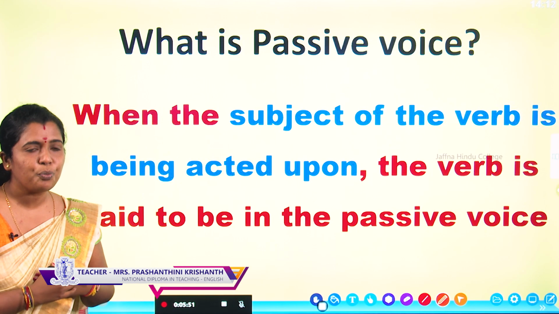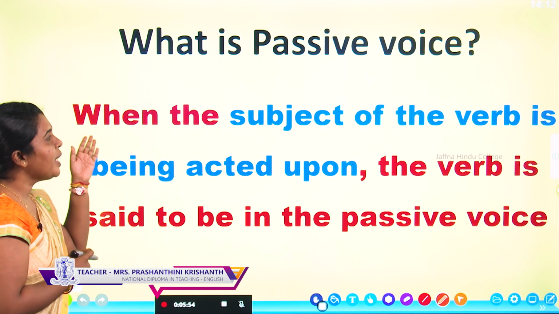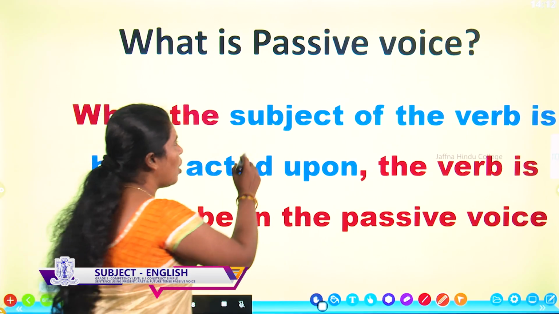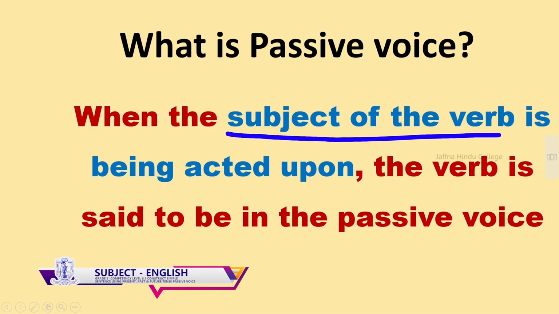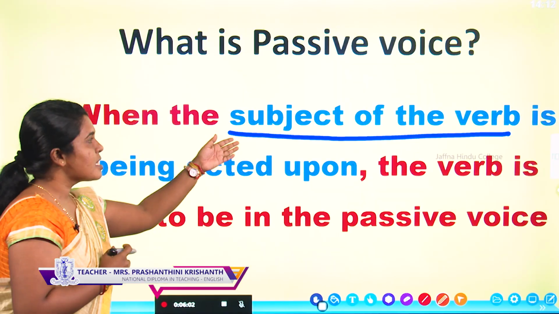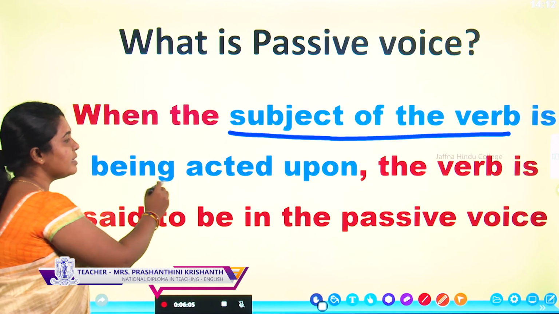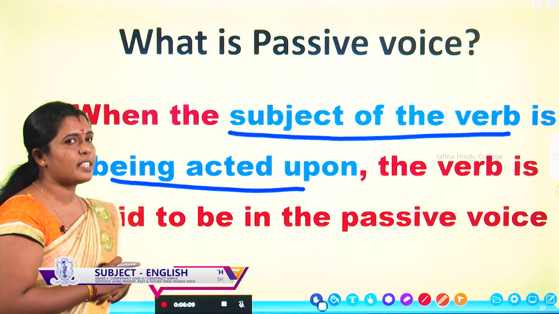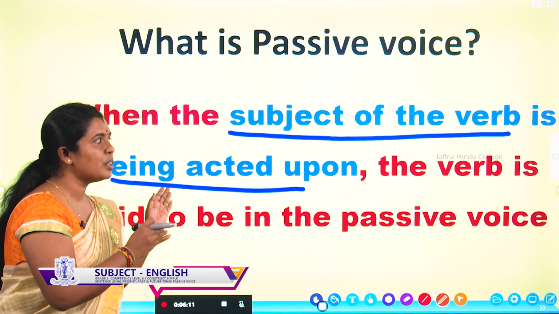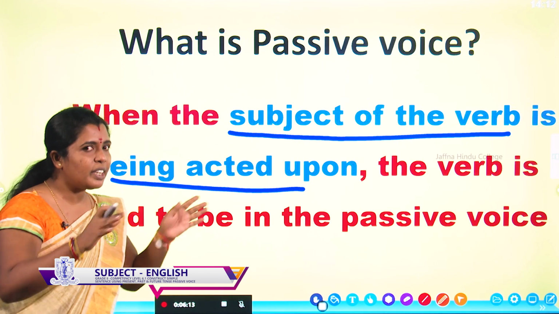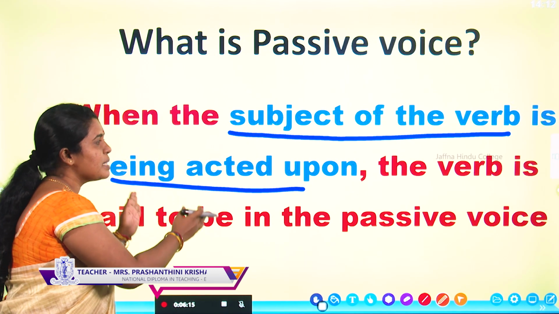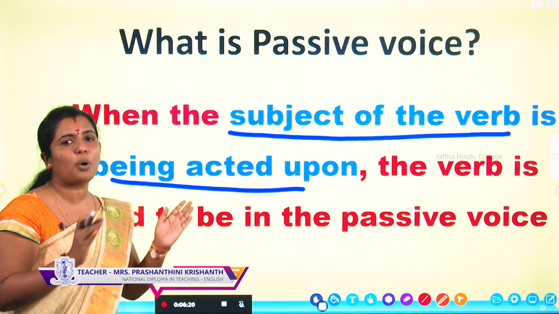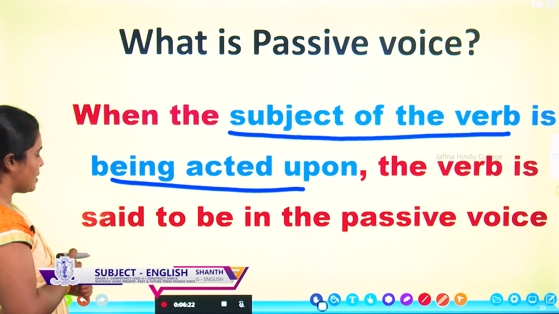What is passive voice? When the subject of the verb is being acted upon, this is an important point. Subject of the verb is acted upon. The verb is said to be in the passive voice. Earlier I taught you the subject of the verb is doing the action. Here it is being acted upon. So this is the difference between active voice and the passive voice.